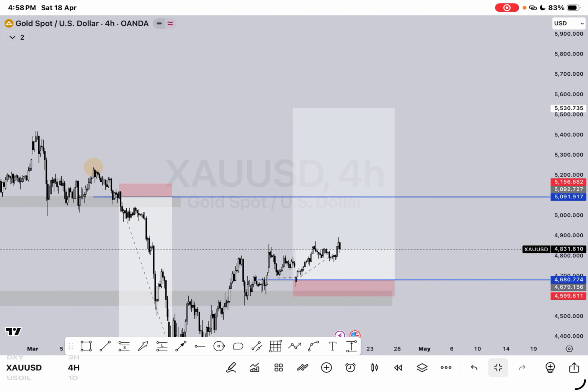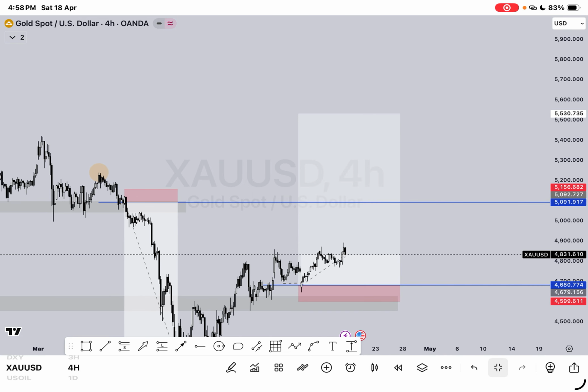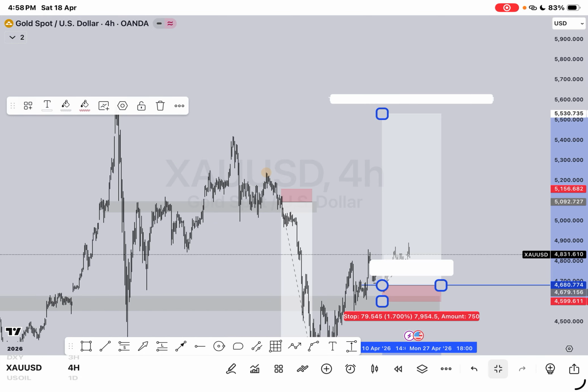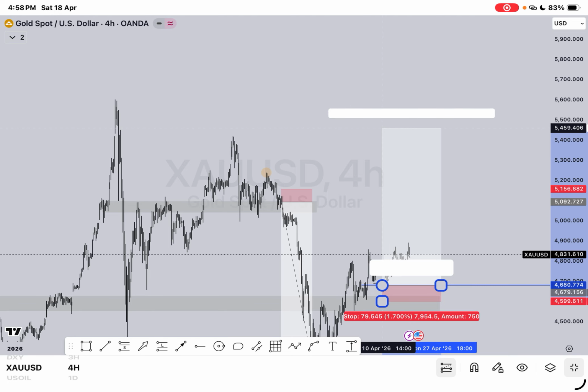Now, why is gold bullish? Because the war is coming to an end. Expectation of a ceasefire is happening, and I'm expecting to hold gold. Possibly, I'm expecting to hold gold all the way to the top here.